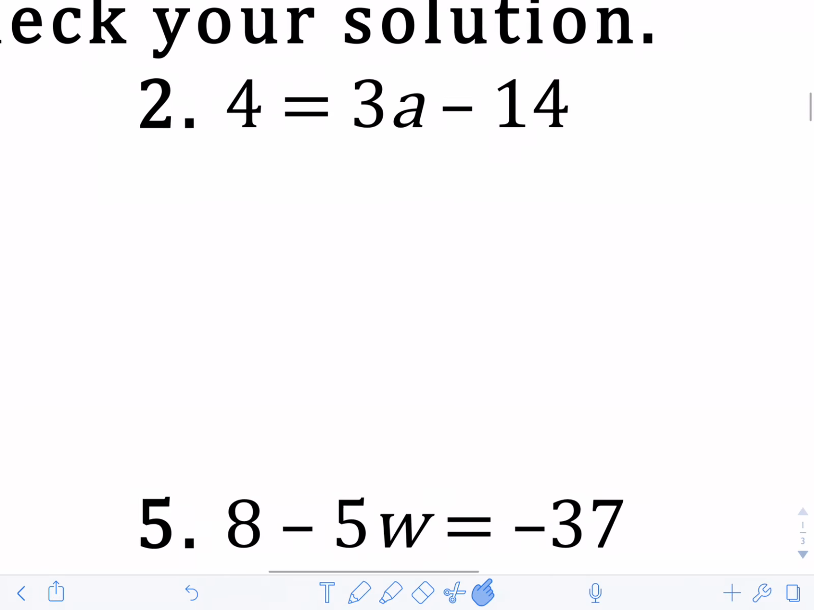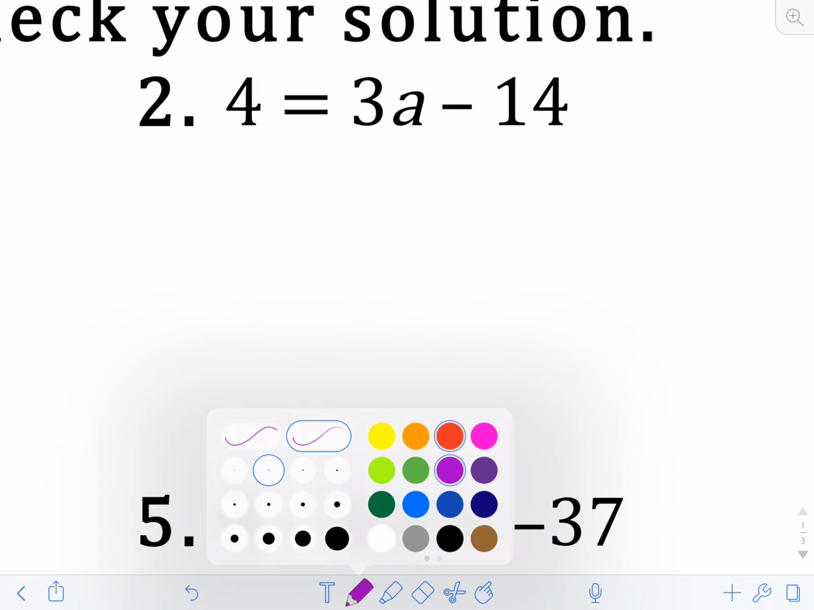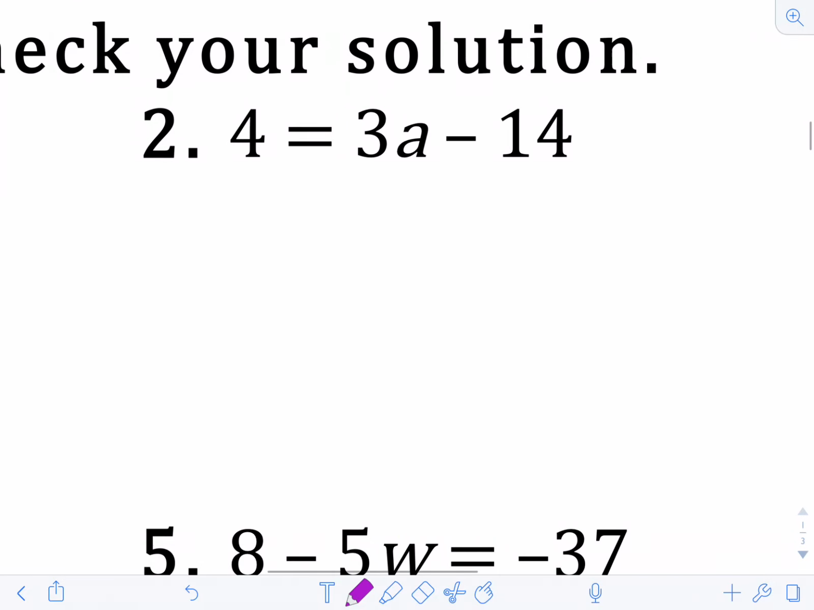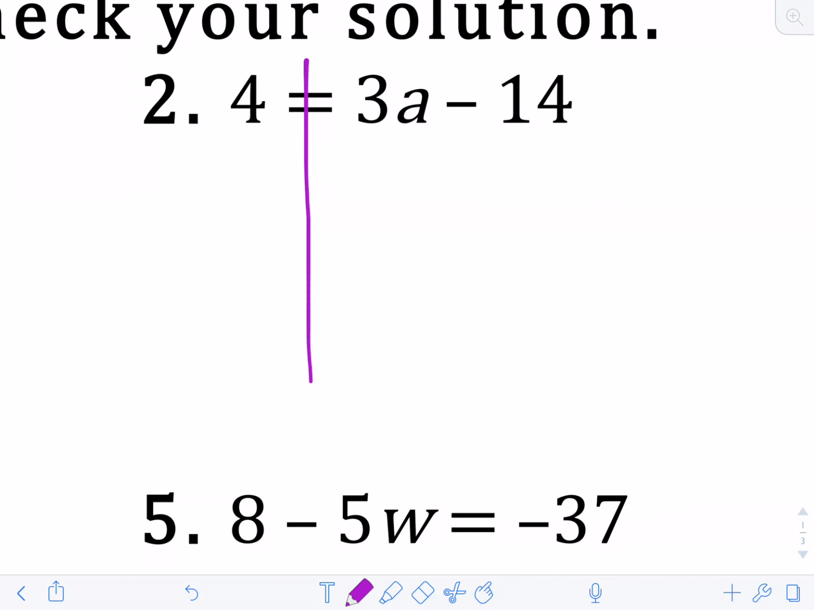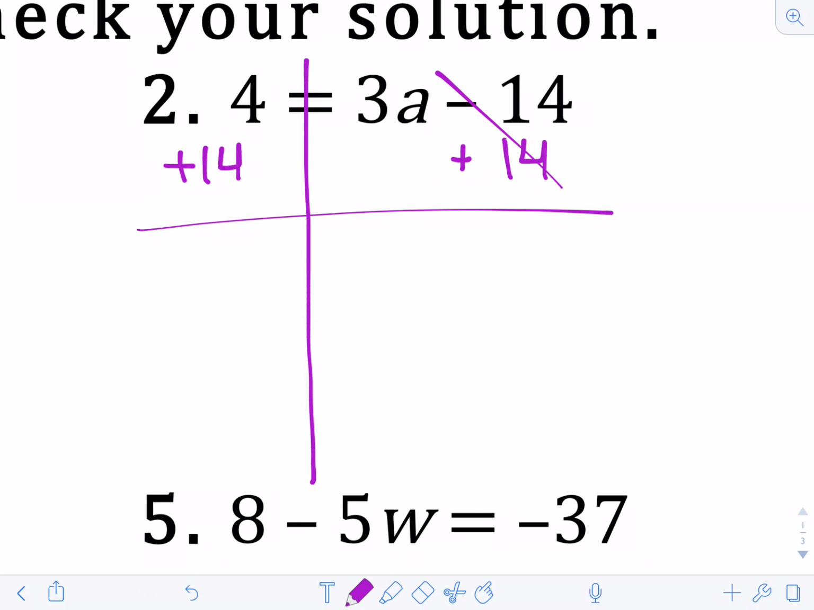Alright, here we go, number 2. Again, I always put my line on the equal sign. Now I'm going to solve for a. The first thing is, it's the opposite of PEMDAS, so the first thing you want to get rid of is anything that's addition or subtraction. I see this minus 14. The opposite of subtracting 14 is to add 14 to both sides. Again, that's my zero pair. 4 plus 14 is 18, which is equal to 3a.